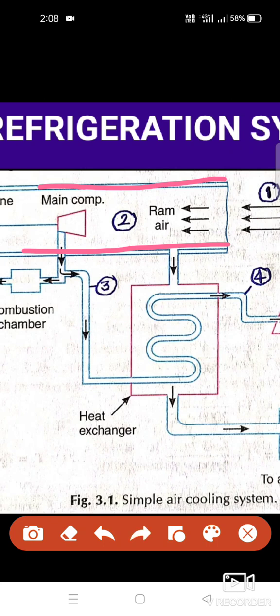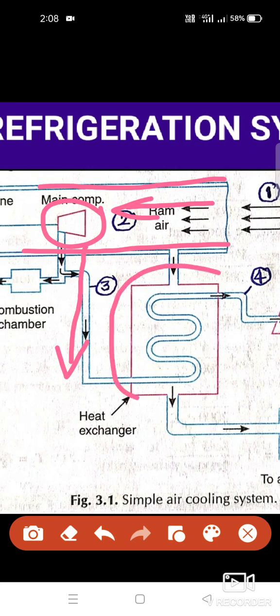first of all some part is rammed, then there is a compressor. From the compressor some part of the air is taken inside. So 1 to 2 is a ramming process, 2 to 3 is a compression process, and then there is a big unit here. This is known as heat exchanger. You can see here heat exchanger, and in the heat exchanger again this cold air is used.